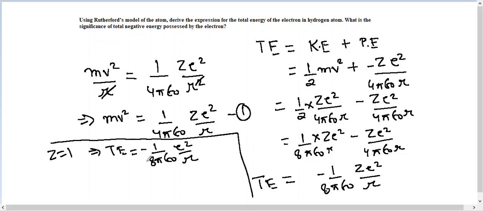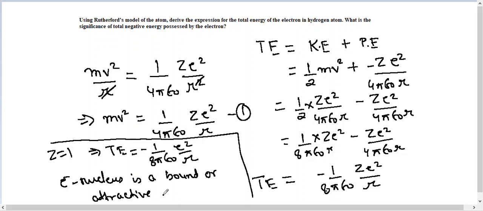So this negative sign implies that the electron is in a bound or attractive system. We can say that this electron-nucleus system is a bound or attractive system. So this is how we're going to derive the total energy of an electron in the hydrogen atom.